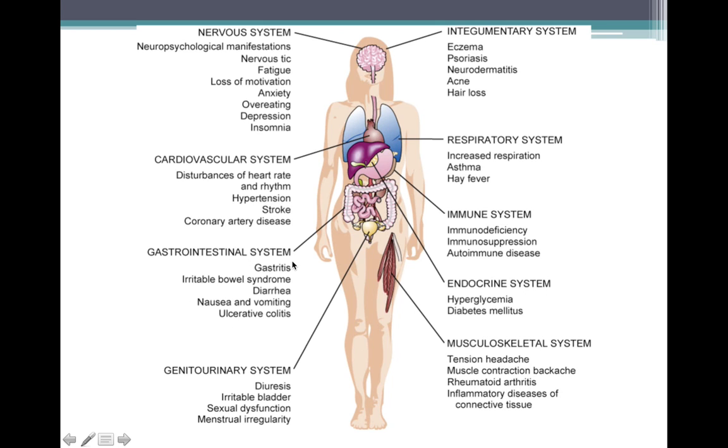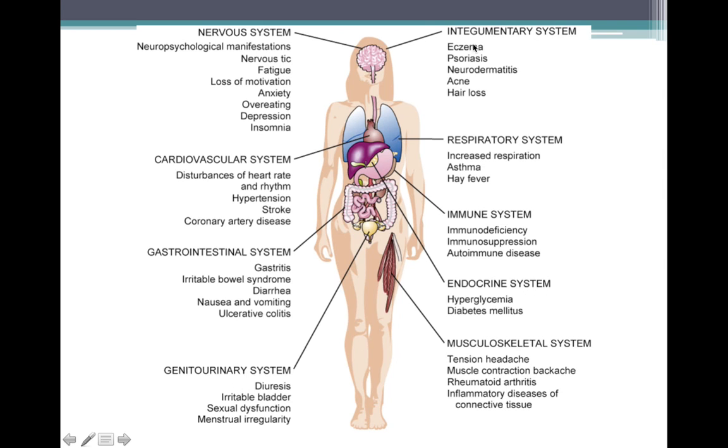In terms of the gastrointestinal system, you can see things like inflammatory bowel disease and gastritis. This inflammation of the bowels can lead to things like diarrhea, nausea, vomiting, as well as ulcer formation that can lead to pain and infection. Now, on the genitourinary system, stress can lead to diuresis or too much water loss. It can lead to irritable bowel, sexual dysfunction, as well as menstrual irregularities can occur in response to stress.